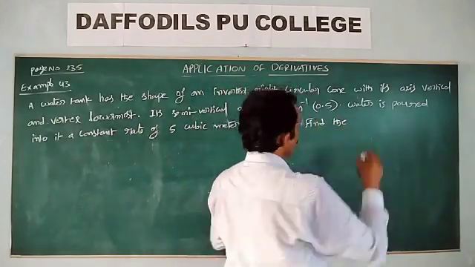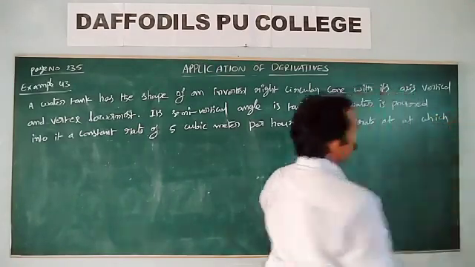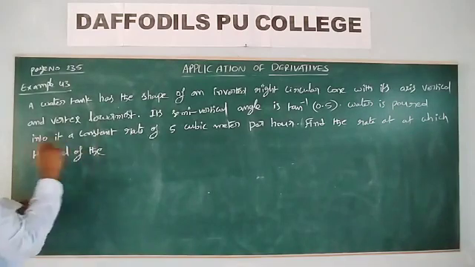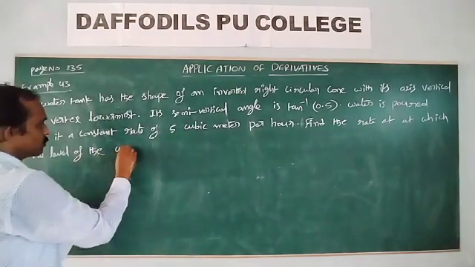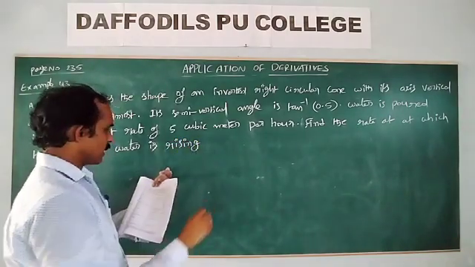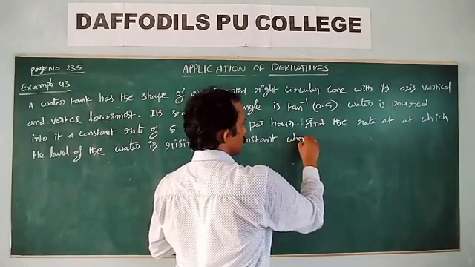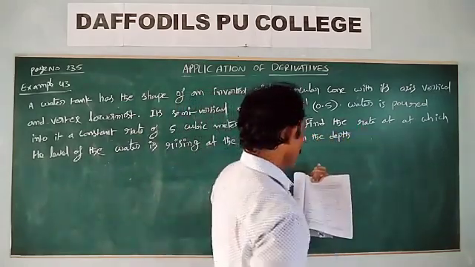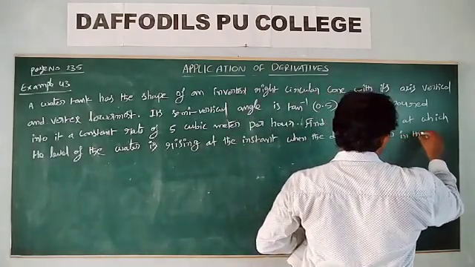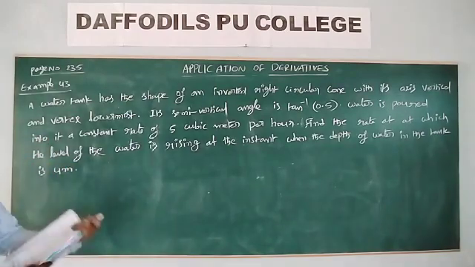Find the rate at which the level of the water is rising at the instant when the depth of water in the tank is 4 meter. So this is the question.